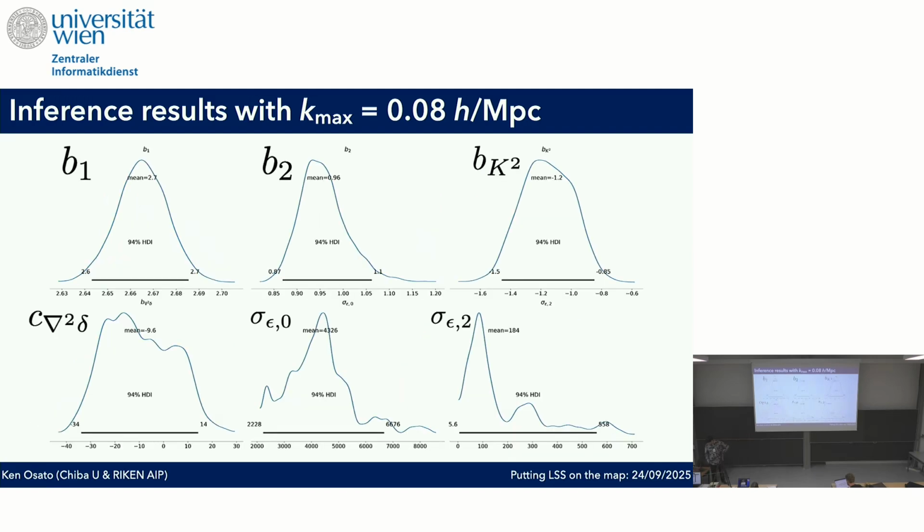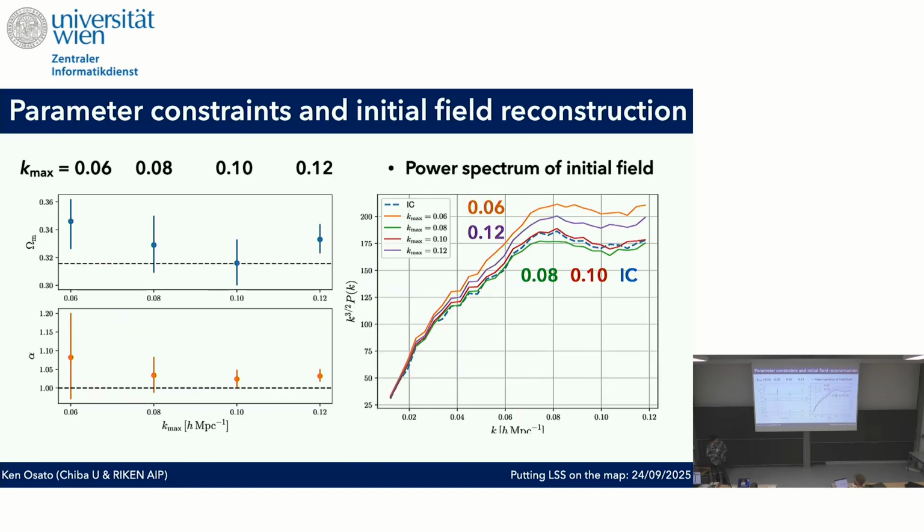For the other parameters, B1 and the other bias parameters are very well constrained. However, sigma epsilon 0 and sigma epsilon 2 are fairly far from convergence at this point. This has a very notoriously long correlation time. Anyway, we can just run more samples to get better convergence. Okay, and the last one is quite a preliminary result, and we are still working hard on figuring it out.